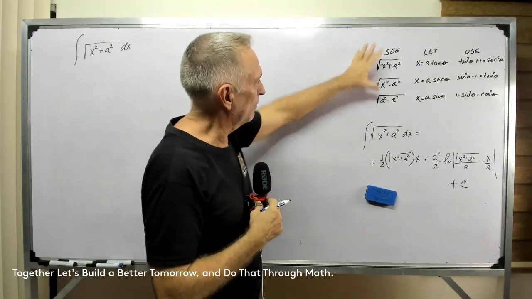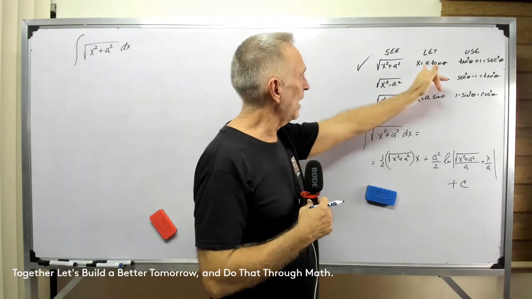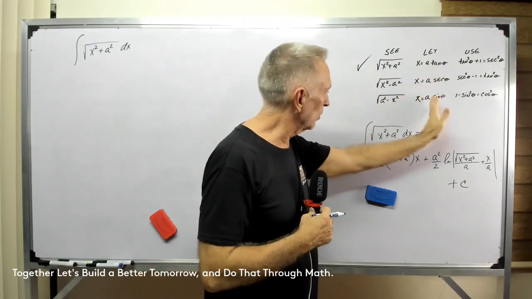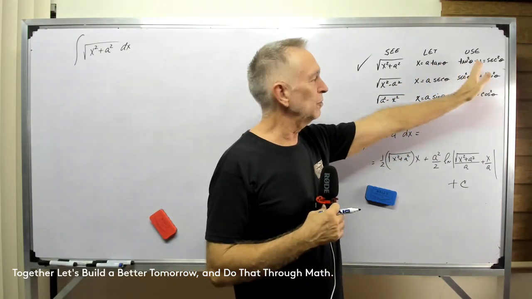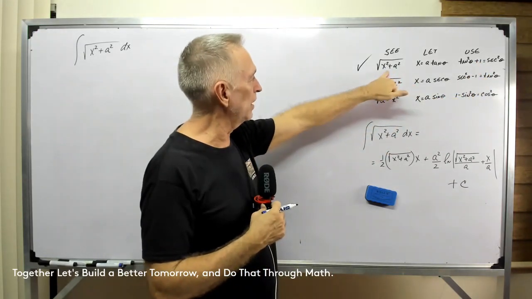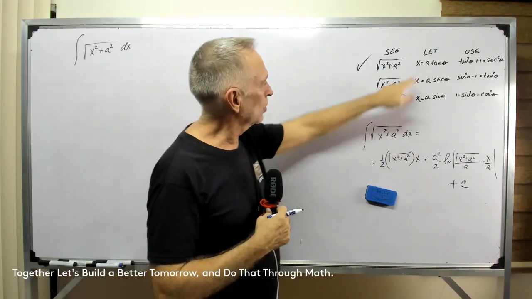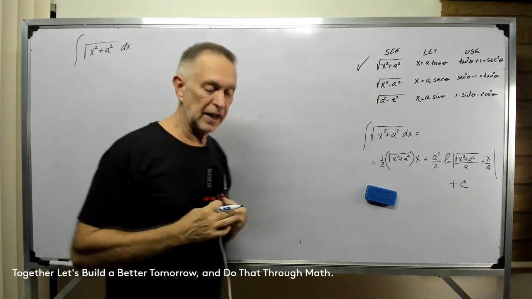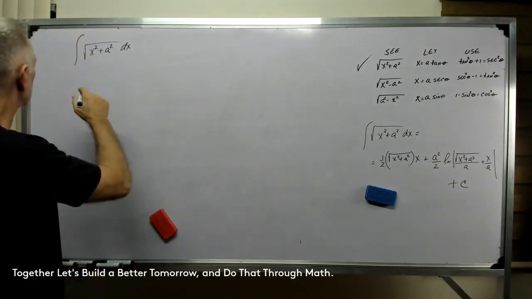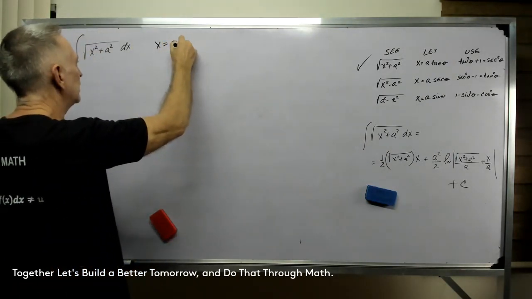Now, you recall in the other few videos we did where we've already looked at these two, we have this table. When you see one of these, you let x equal one of those, and then you end up using it in this manner. Now in our case, we see this, so we're going to let x equal a tangent theta. So let's let x equal a tangent theta.